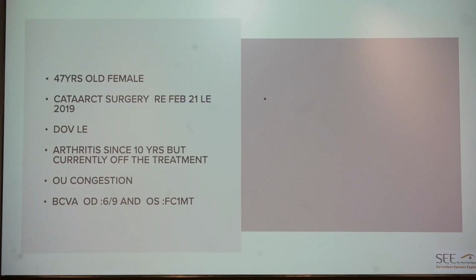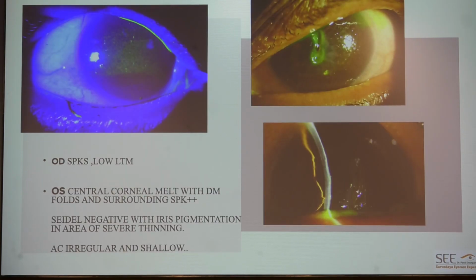This is another patient, a 47-year-old female, who had undergone cataract surgery in the past. Known case of arthritis since 10 years, but was off the treatment. Again in the left eye, she had sudden deterioration of her symptoms, and the vision was finger counting at 1 meter. The right eye was showing diffuse SPKs, and the left eye was showing a central corneal melt. Though there was no leak, Seidel's was negative, there was an irregular anterior chamber.